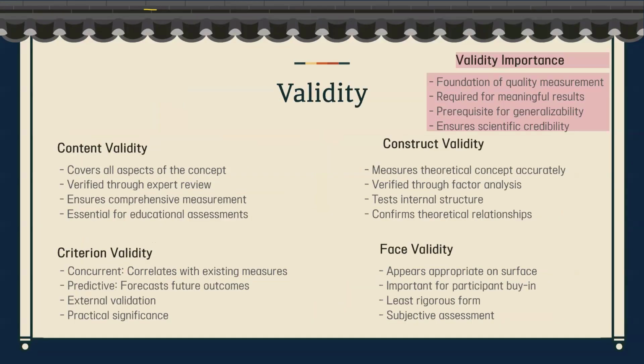Now, let's discuss validity. Are you measuring what you intend to measure? Content validity means the instrument covers all aspects of the concept, verified by experts. And criterion validity compares your measure with an existing standard. Construct validity ensures your instrument actually measures the theoretical concept. Validity is the foundation of quality measurement.